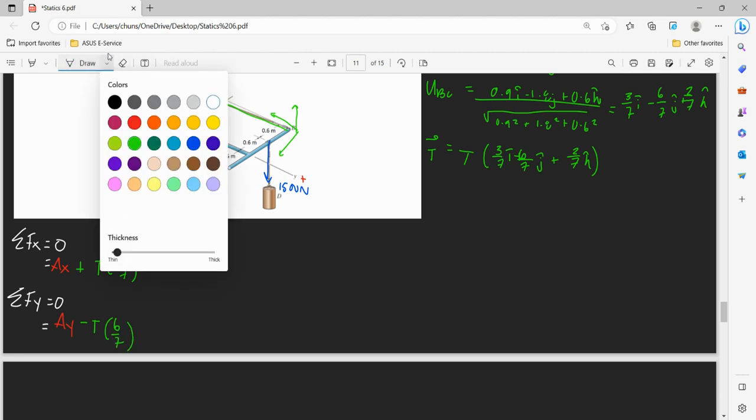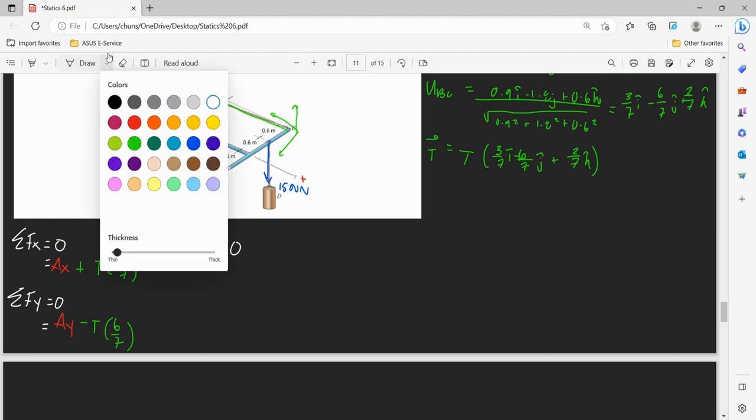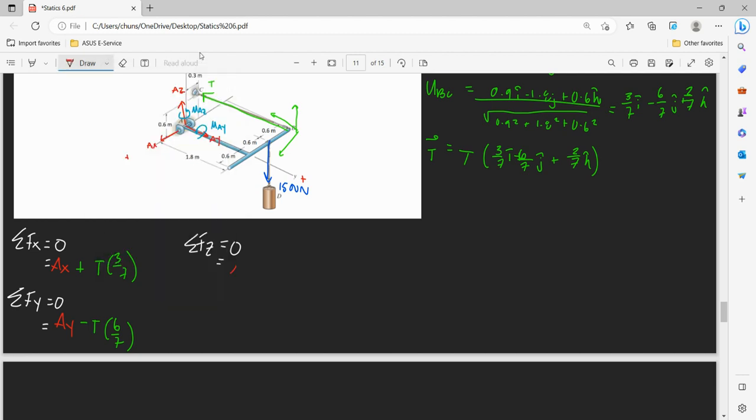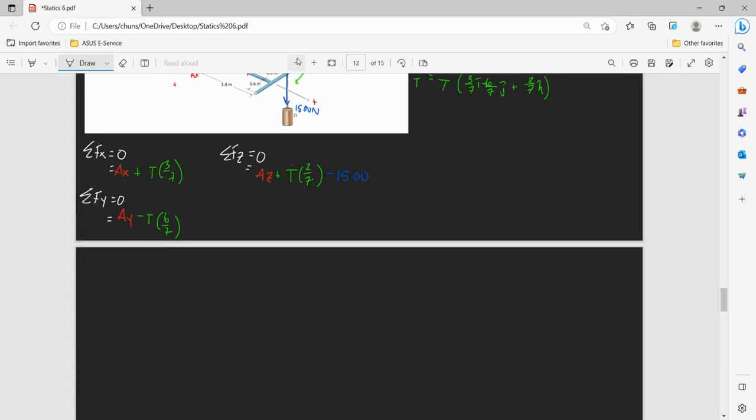Okay, and in our z directions, we've got positive A, so AZ, positive. We've got positive tension, so this is T times 2 over 7. And in our negative direction, we have our weight. Okay, so those are all of our force equations. Scrolling down, I'll zoom out a little bit so I can still see.